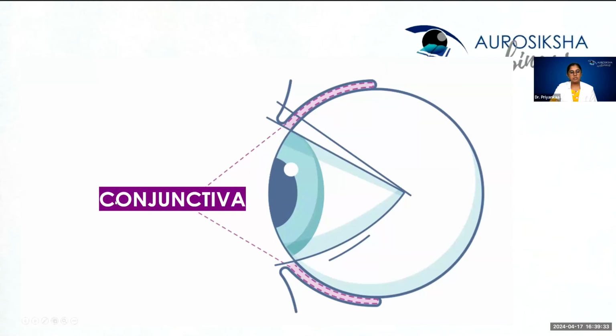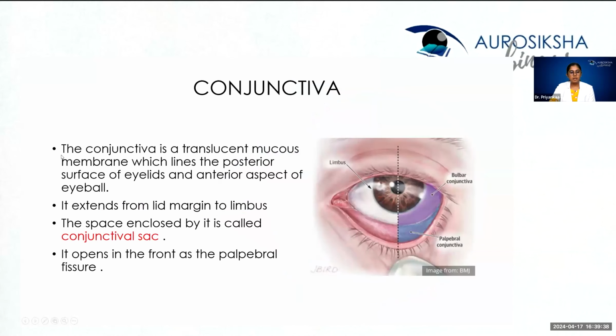So moving on to our last topic of this session, conjunctiva. Conjunctiva is nothing but a translucent mucous membrane which lines the posterior aspect of the eyelid and the anterior aspect of the eyeball. It starts from the lid margin, goes throughout the posterior surface of the eyelid, goes over the eyeball and ends at the limbus. The space which is enclosed by this conjunctiva is called the conjunctival sac, and it is opening in the front as the palpebral fissure. I'll explain the palpebral fissure in the next slide.